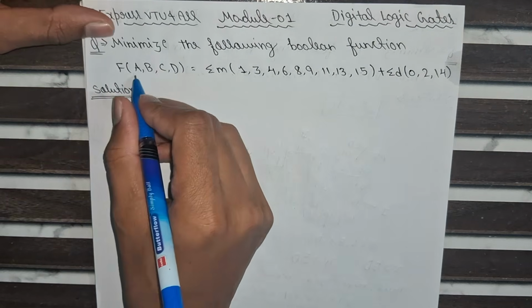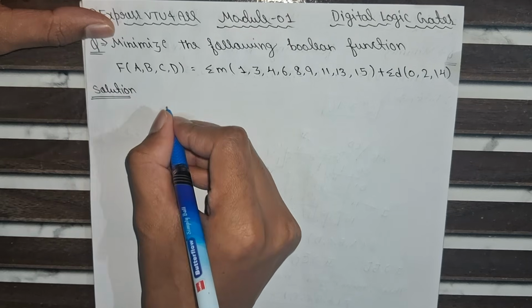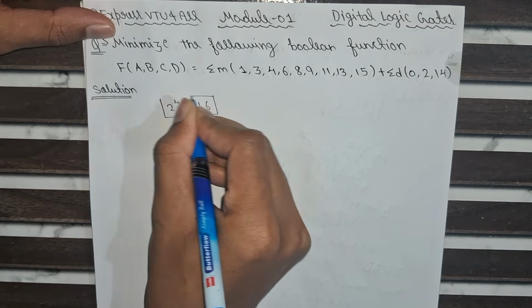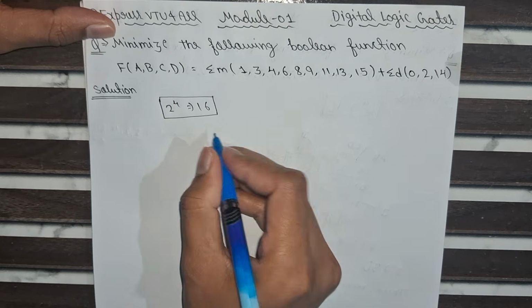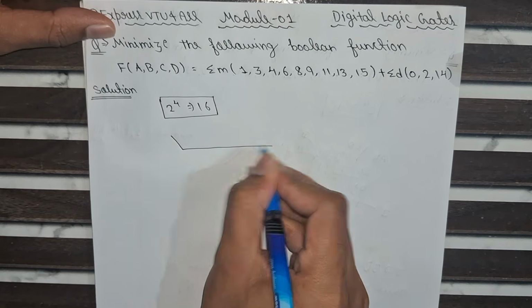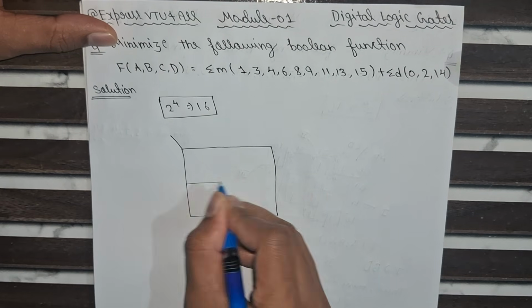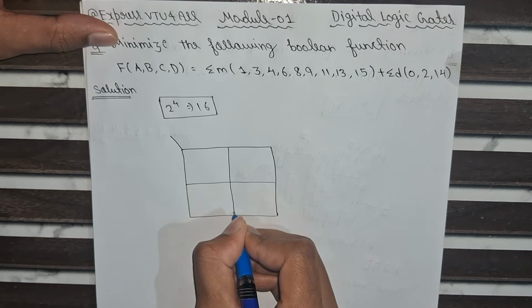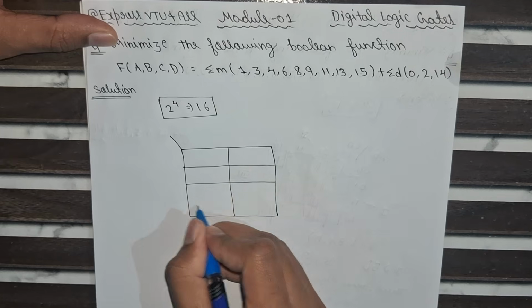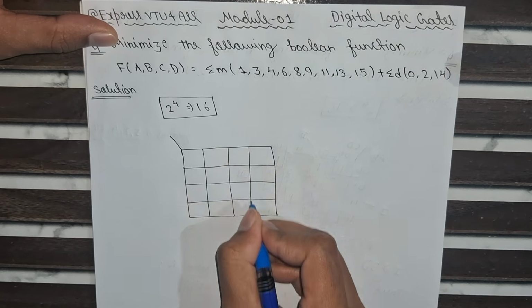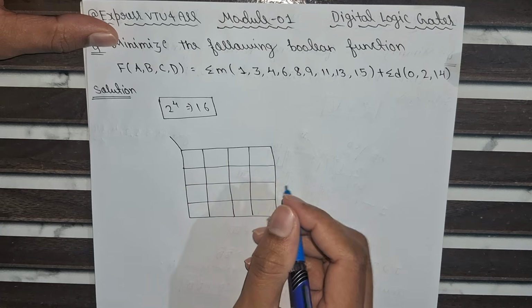So here a total of 4 variables are given. 2 to the power 4 means 16 boxes. It means that we have to draw 4 into 4 boxes in the K-map. So I am making a square box. I am dividing this from the middle part, then again like this. From the middle, this is the easiest way of making the boxes of 4 into 4.